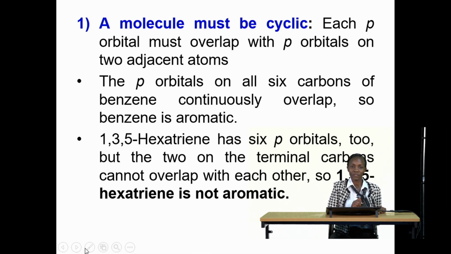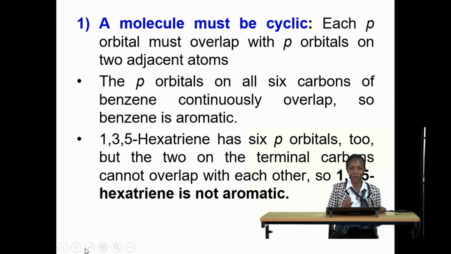Now, one of the criteria that must be met for a compound to be aromatic is that a molecule must be cyclic, whereby each p orbital must overlap with the p orbitals on 2 adjacent atoms. Remember the molecule that we've just looked at, which is benzene. The p orbitals on all 6 carbons of benzene continuously overlap. So benzene is aromatic. When you look at another molecule, 1,3,5-hexatriene, it has 6 p orbitals too, but the 2 on the terminal carbons cannot overlap with each other.